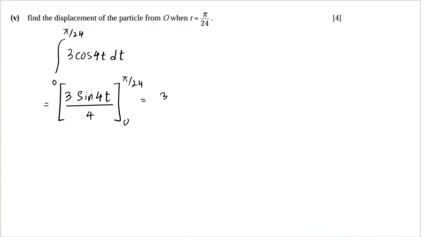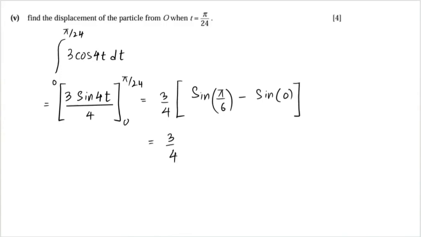Let's apply those. So 3/4, I usually pull out this 3/4. The limits do not apply on the coefficients and constants, right? So this is going to be sine 4 times pi over 24, which is pi over 6, and subtract sine 0, the lower limit. So 3/4 sine pi over 6, sine 30 is 1/2. So my answer is going to be 3 over 8. And since it's displacement, this will be in meters.